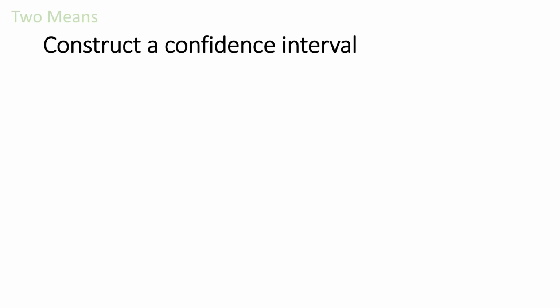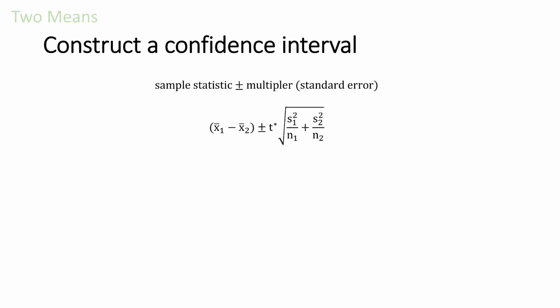Next, we're going to construct a confidence interval to estimate the difference in two means. I'll do an example by hand using summary data. Then I'll take you to Minitab Express to walk through two examples there. We're using the same general form of a confidence interval. The sample statistic is the difference in the sample means. The multiplier, assuming assumptions are met, will come from a t-distribution. And the standard error is the formula that we just practiced.